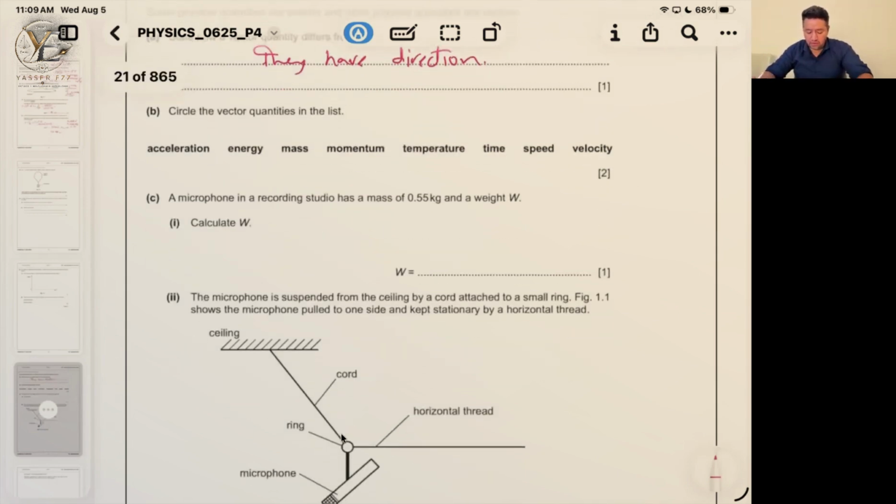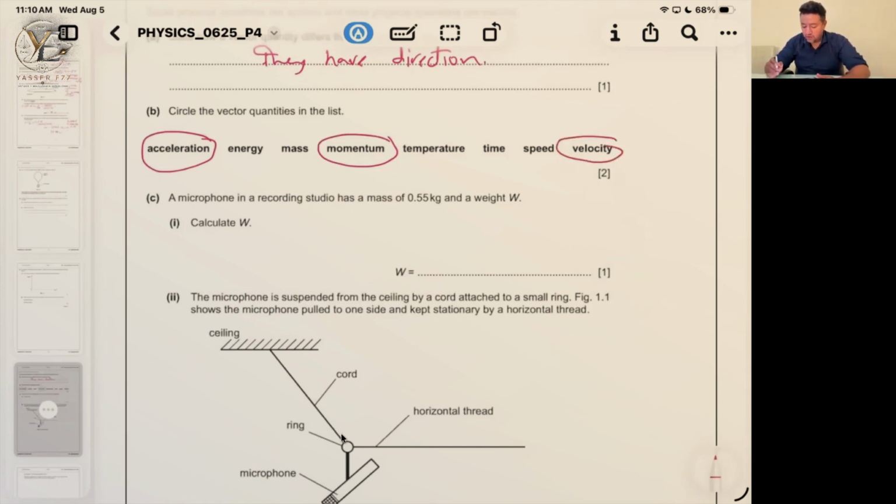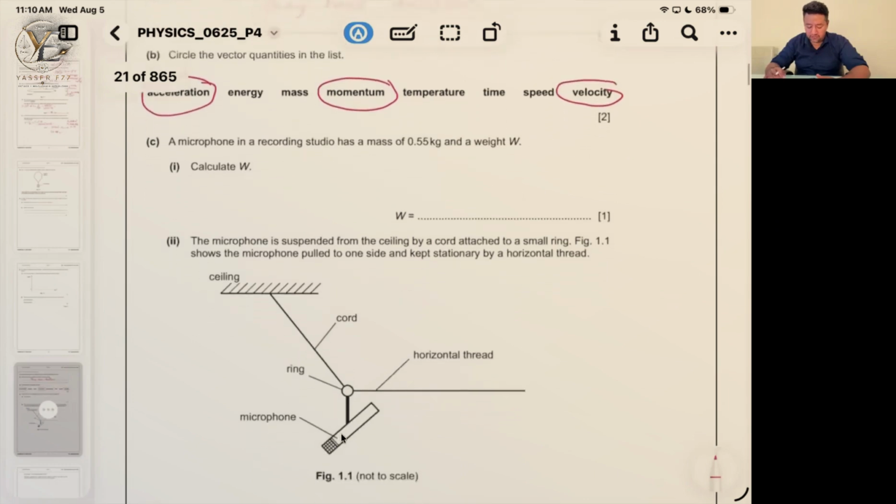Circle the vector quantities in the list. Acceleration, yes, acceleration is a vector physical quantity. It has magnitude and direction. Energy, scalar. Mass, scalar. Momentum is a vector physical quantity. It has direction. Temperature, scalar. Time, scalar. Speed, scalar. Velocity, vector. So the only three vector physical quantities are acceleration, momentum, and velocity.